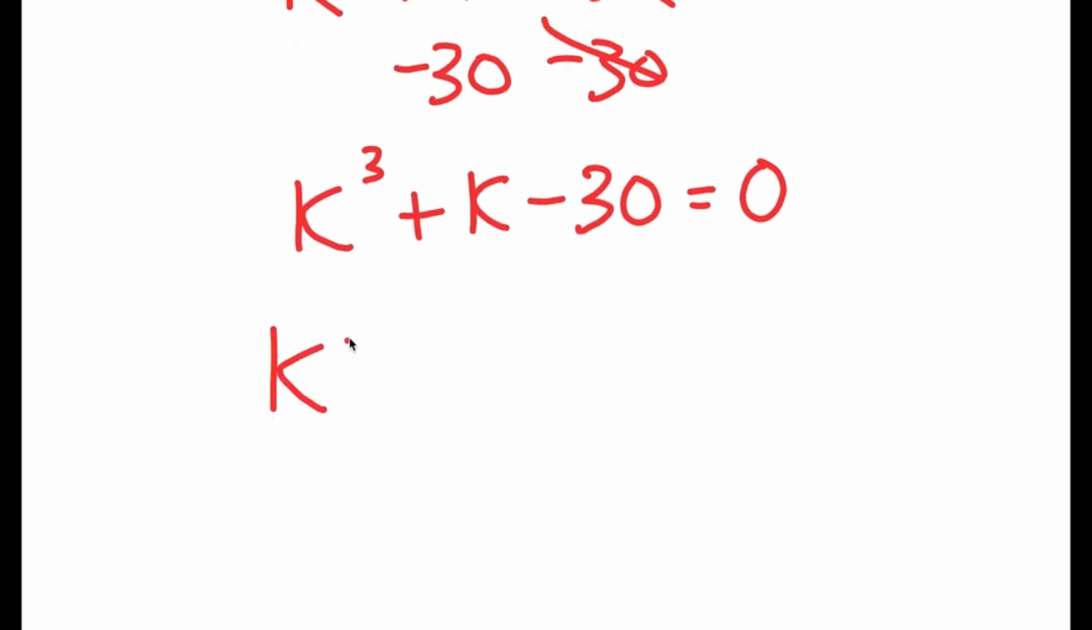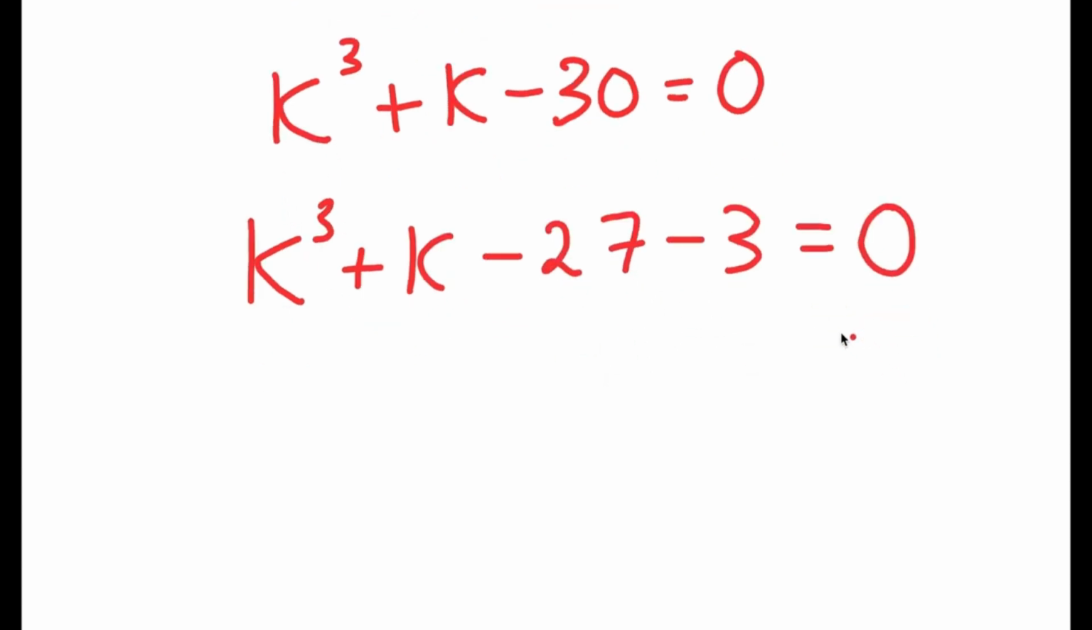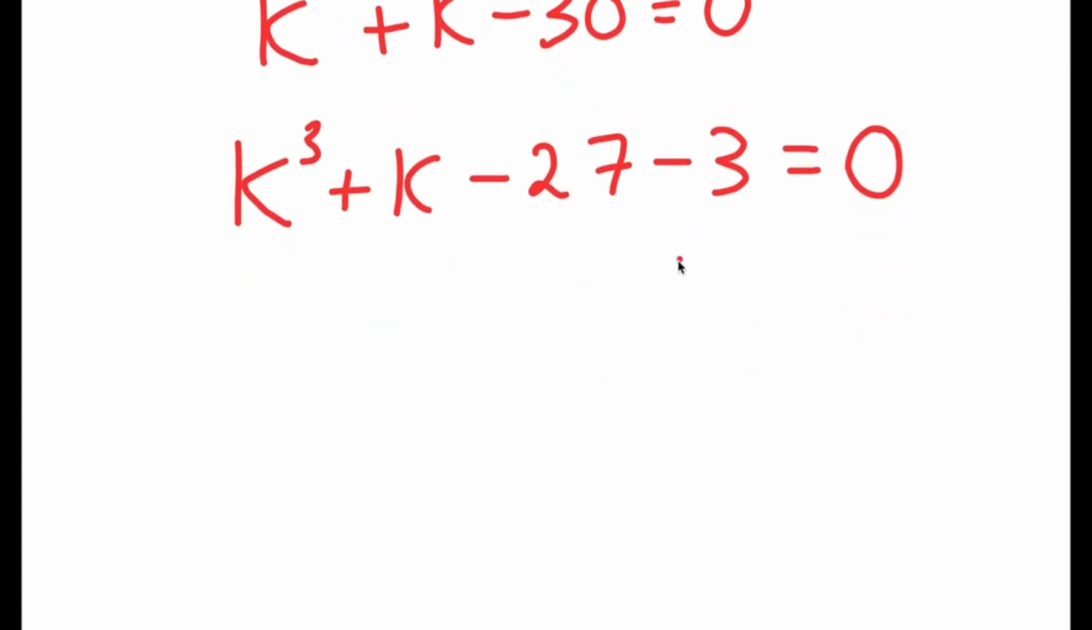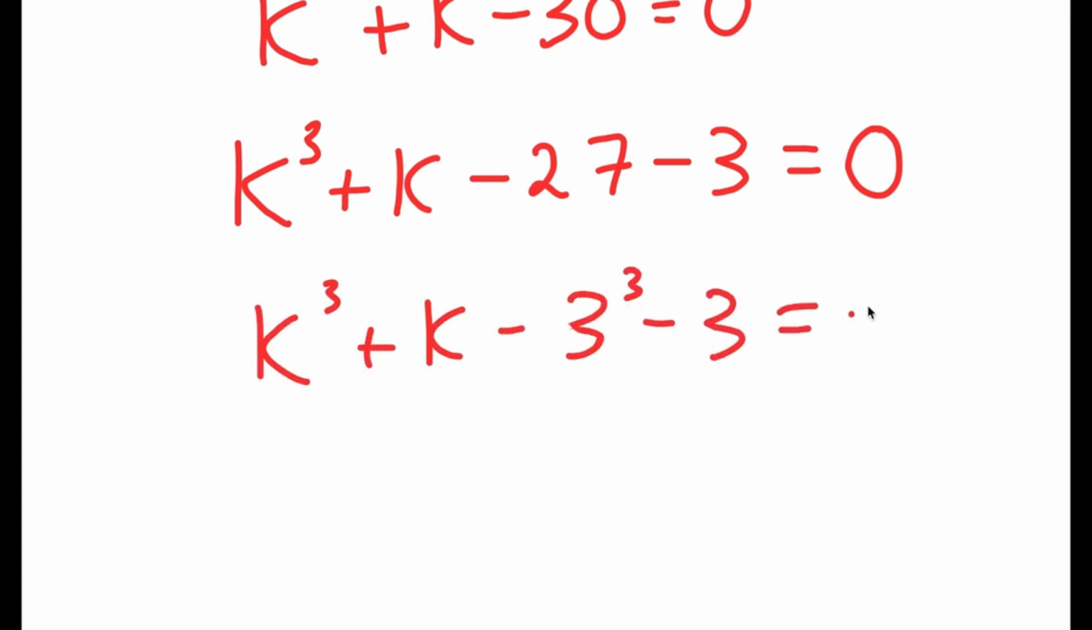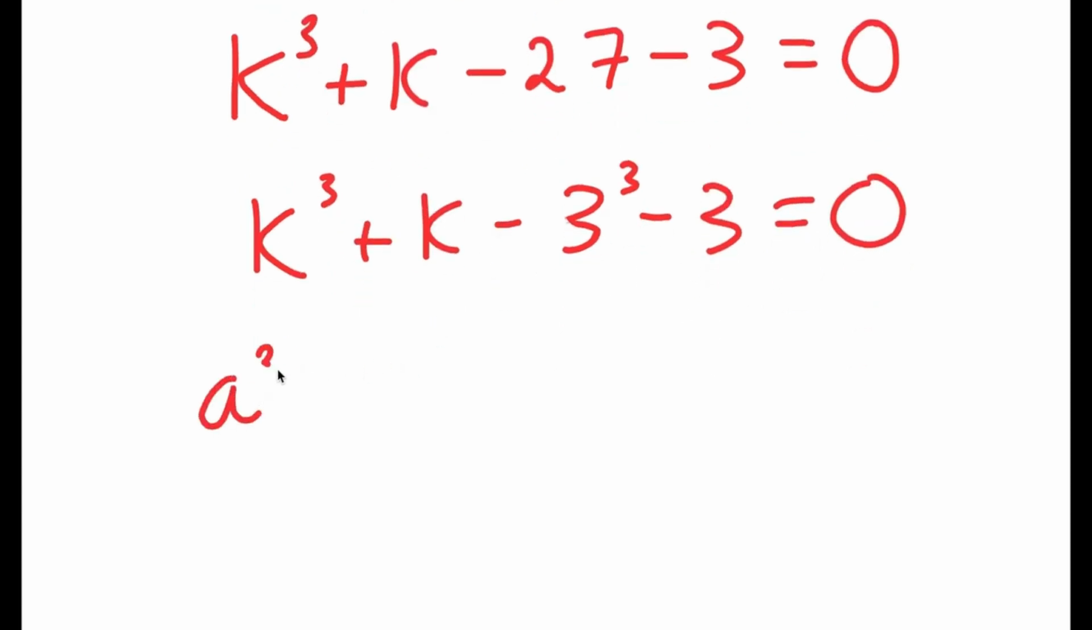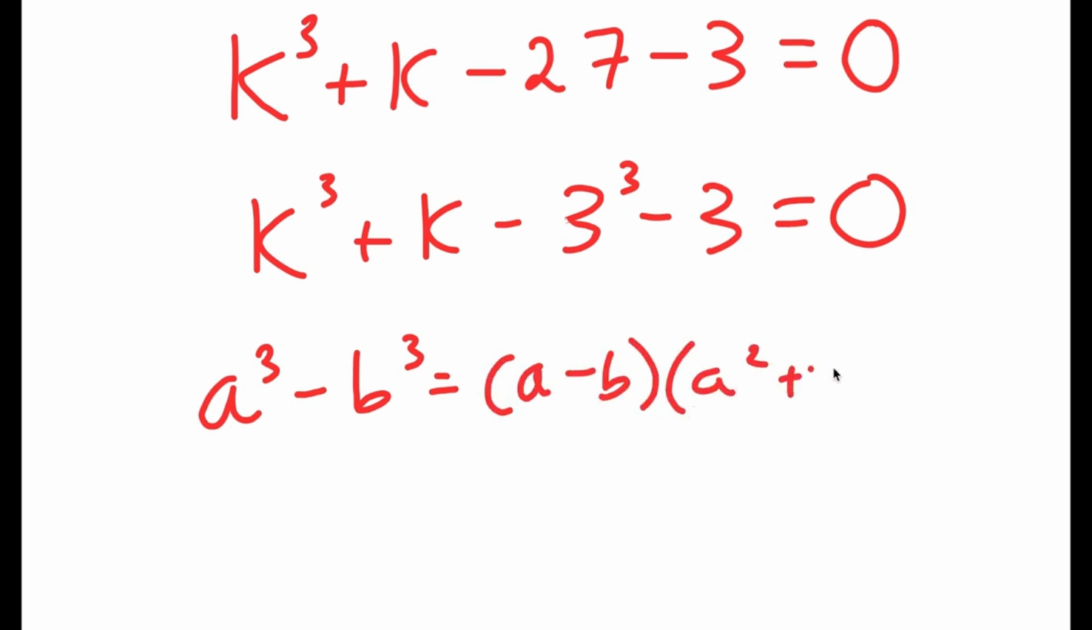Now I'm going to rewrite this as k to the power of 3 plus k minus 27 minus 3 is equal to 0. And 27 is the same thing as 3 to the power of 3. So I get k to the power of 3 plus k minus 3 to the power of 3 minus 3 is equal to 0. Now, if I have something in the form a to the power of 3 minus b to the power of 3, this is equal to a minus b times a squared plus ab plus b squared.